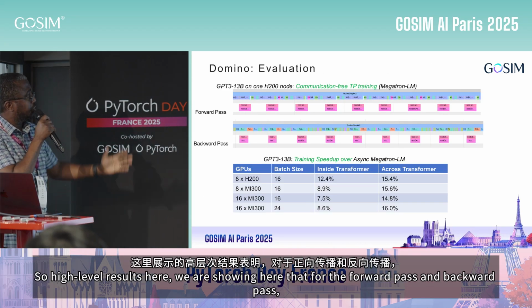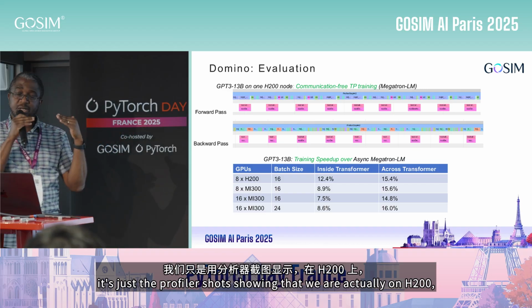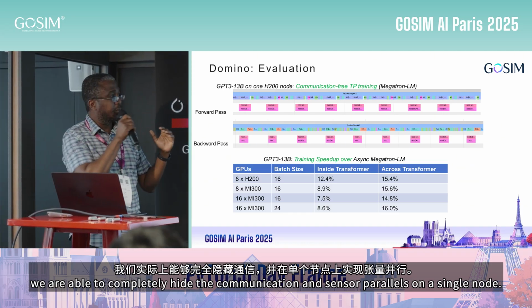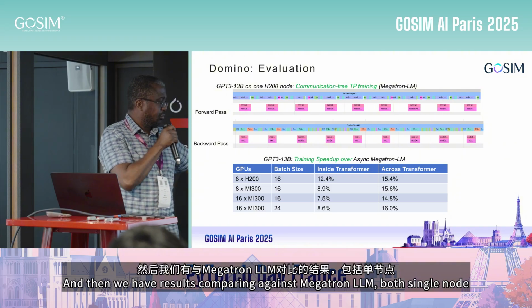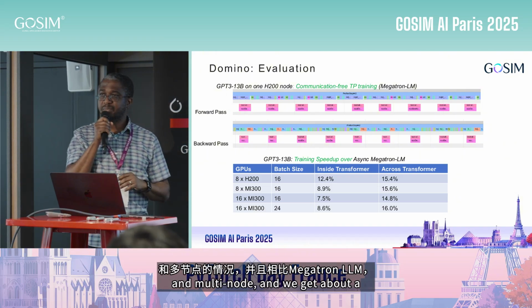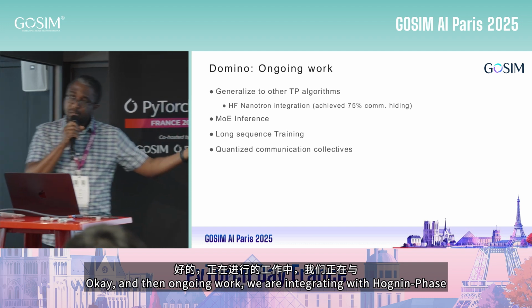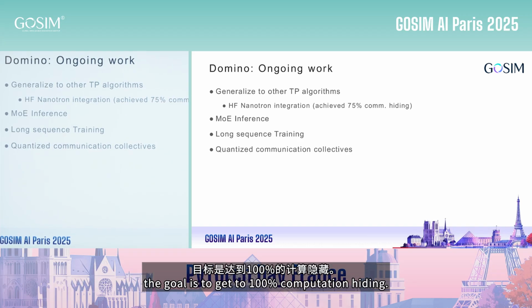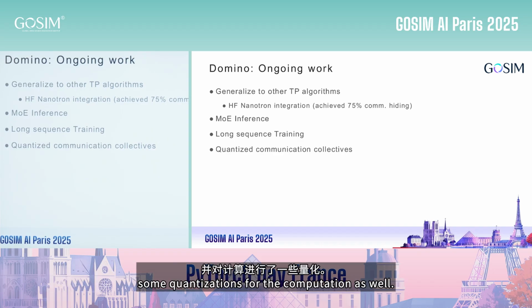So for high-level results, for the forward pass and backward pass, the profiler shots show that on H200, we're able to completely hide the communication in tensor parallelism on a single node. And then we have results comparing against Megatron-LM, both in single node and multi-node, and we get at best about a 16% speedup compared to Megatron-LM. Okay, and then ongoing work: we are integrating with Hugging Face Nanotron. We have some good results there. We're achieving 75% communication hiding at this point. The goal is to get to 100% communication hiding. We're extending this work to MoE and inference and long sequence training and some quantization for the communication as well.